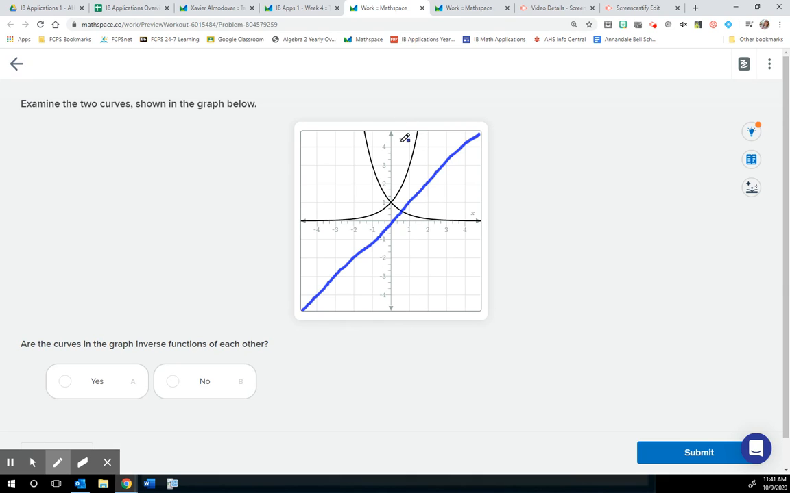Just because they reflect over something doesn't mean they're inverses. They have to reflect over this line y equals x in order to be considered inverses. So because they do not, I have to say no.